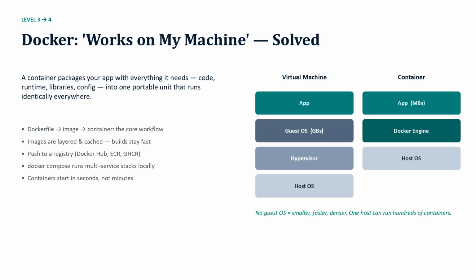Every developer has said it: "But it works on my machine." Docker kills that sentence forever. A container bundles your application together with its runtime, libraries, and configuration into a single image that runs identically on your laptop, the CI server, and production.